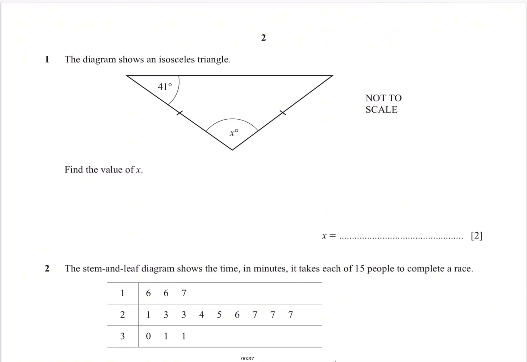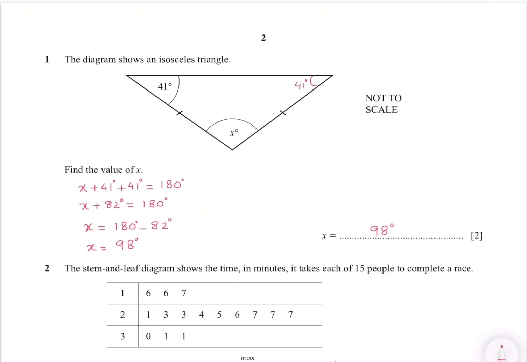So base angles are always equal, and here one base angle is 41, so the other base angle would also be 41. Add them and subtract from 180 and you will get the value of x, 98.